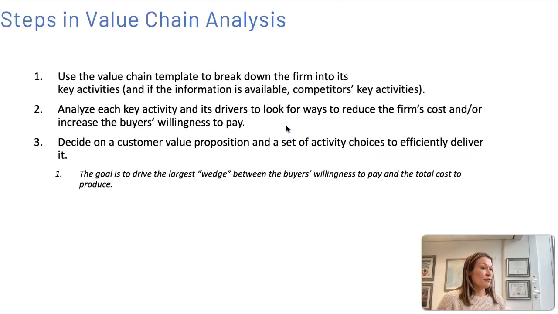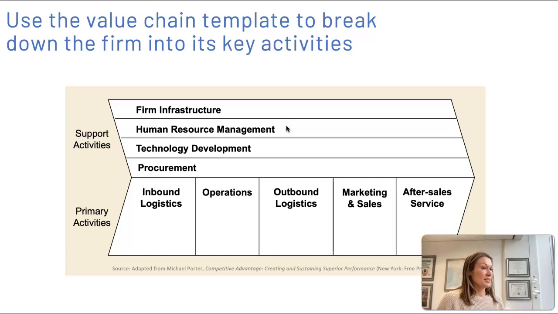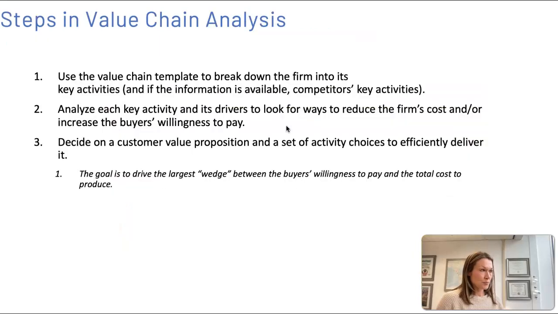If you're going to analyze a firm's activities, you start by using that template. You break down a firm's activities into these different buckets, and we'll give you this blank template again. Then you analyze each key activity and its drivers to look for ways to either reduce the firm's cost or increase the buyer's willingness to pay. Finally, you have to decide on an overall customer value proposition and pick which activities best and most efficiently deliver on that promise.